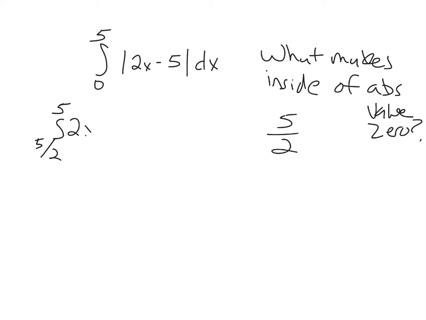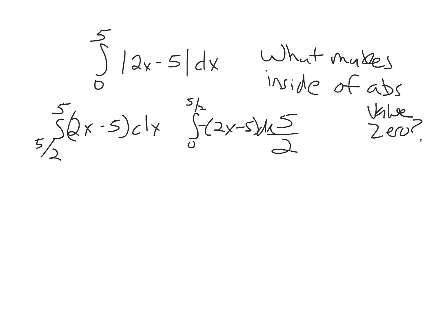5/2 of 2x minus 5 dx, and 0 to 5/2 of 2x minus 5 dx. Now, this one right here will make the inside of the absolute value negative, so we put a negative up front. Okay. Now we actually integrate.